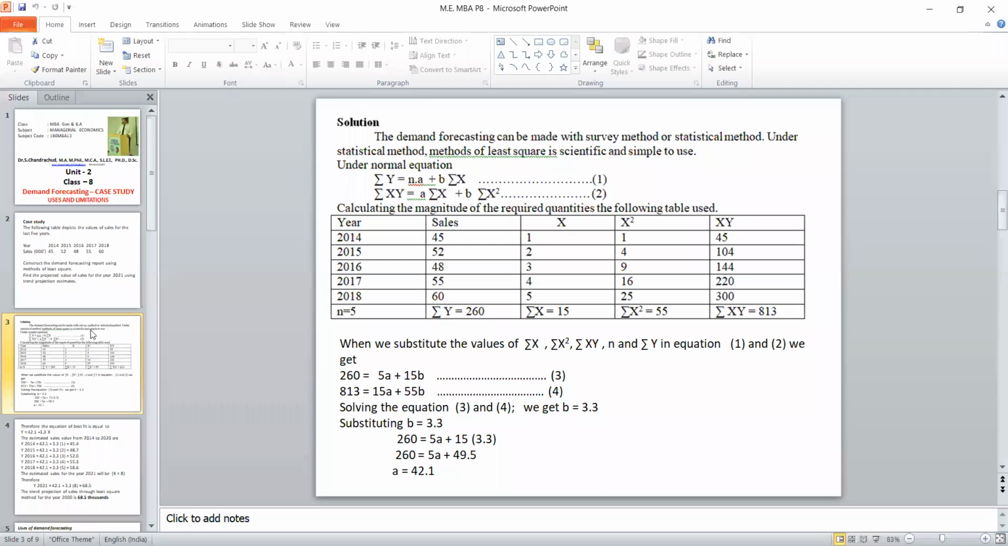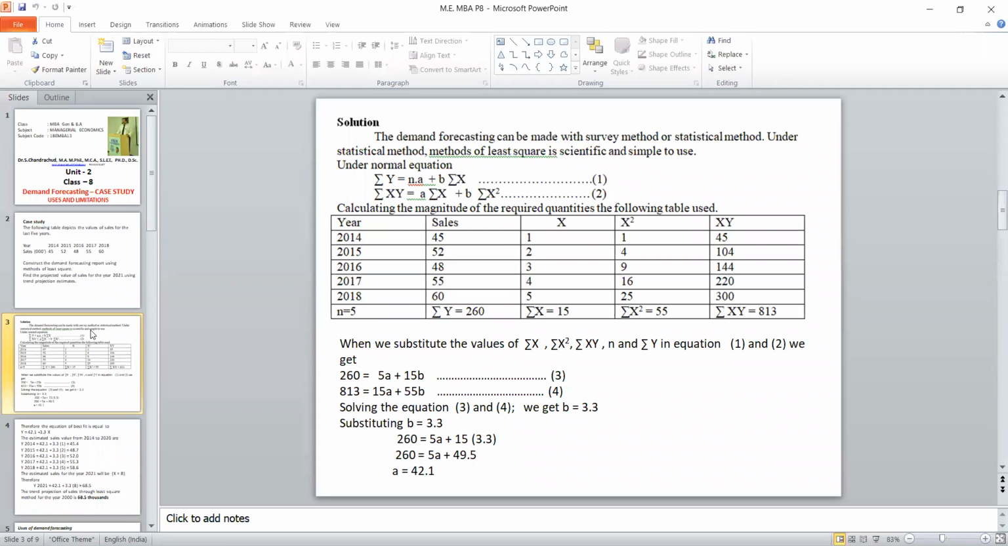Keeping these two equations, we are going to use these two equations. Then we have to create 5 columns. One is year, the second one is sales. These two are already given in the question. 2014, 45,000 will be the sales. Likewise for the rest. Then what we are adding is the X value, that is, for the first year 1, second year 2, like this.